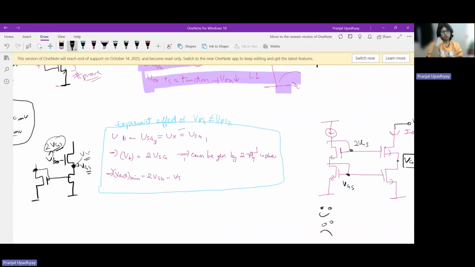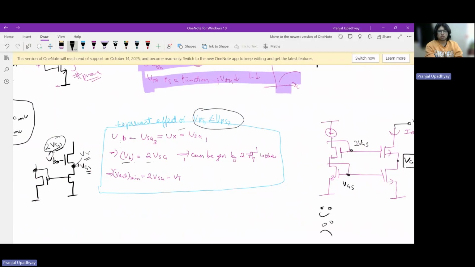The one idea that comes to mind is that if you keep two transistors in saturation having the same W by L ratios, then yes, you can achieve twice the VGS value. And that's what we have done here in this circuit also. So here I have just written this to prevent the effect of VDS1 not equal to VDS2. You can just generate your VB such that VB minus VGS3 equals VGS1, assuming that VGS3 equals VGS1, and so forth.